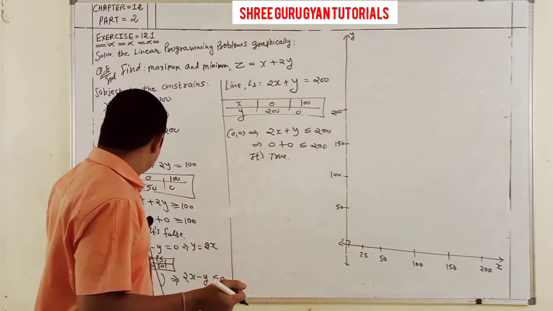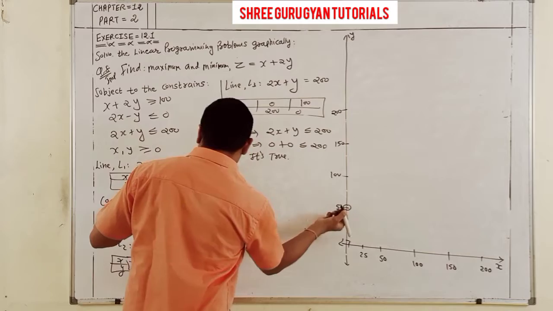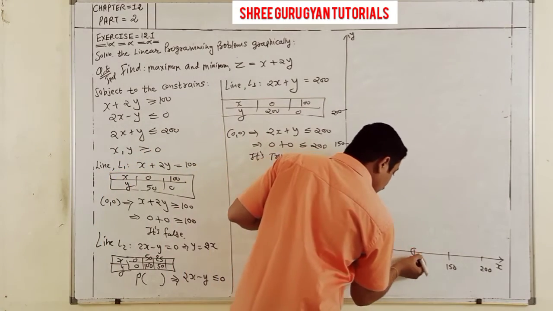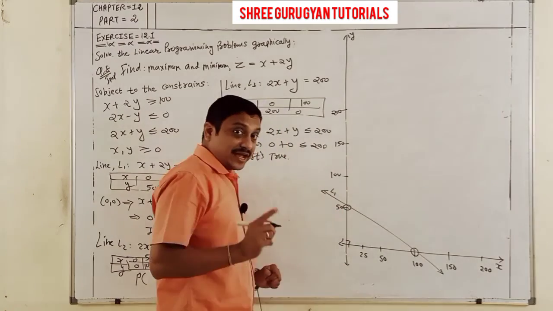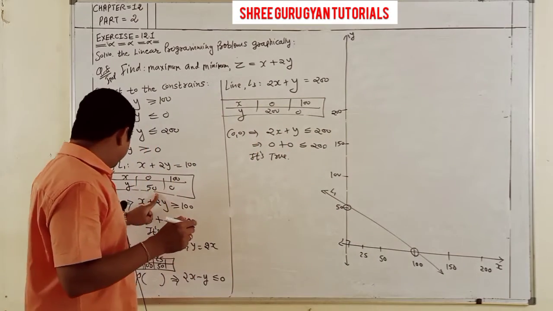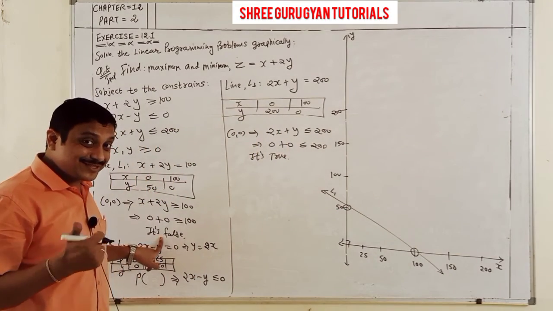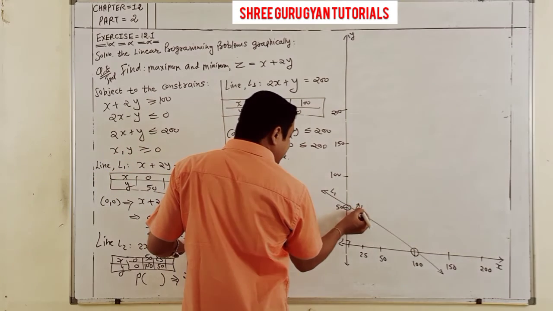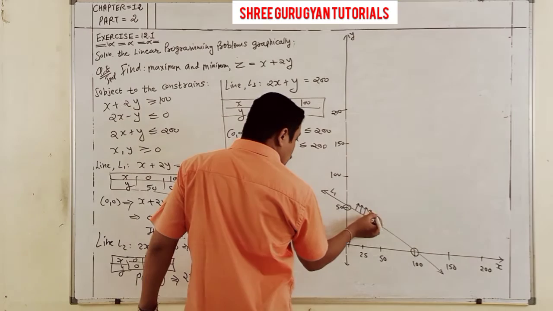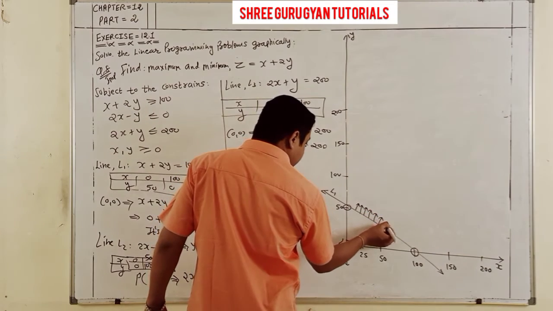Approximately taking 0 to 50, 100 to 0. Both are connected by the line L1. And the shading portion, students, it's the false side, meaning not the side passing through the origin. This is opposite to the origin side, this side.